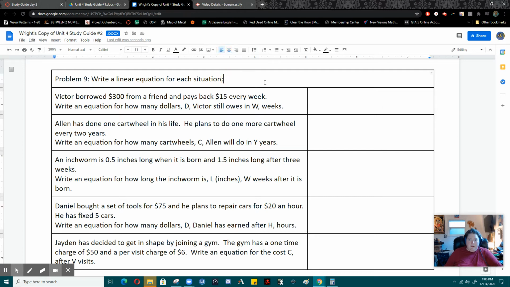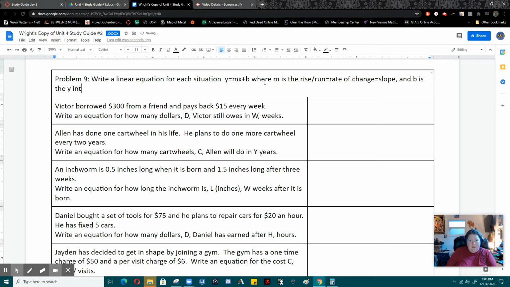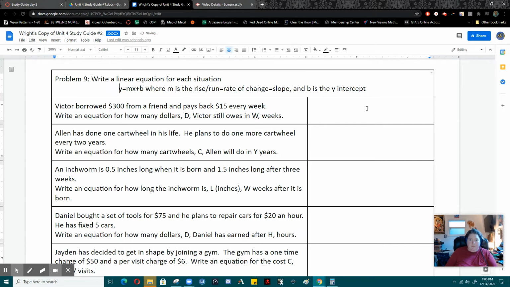So we're going to write a linear equation for each situation, and every time it's going to be like y equals mx plus b, where m is the rise over run, or rate of change, or slope, and b is the y-intercept. Every time.